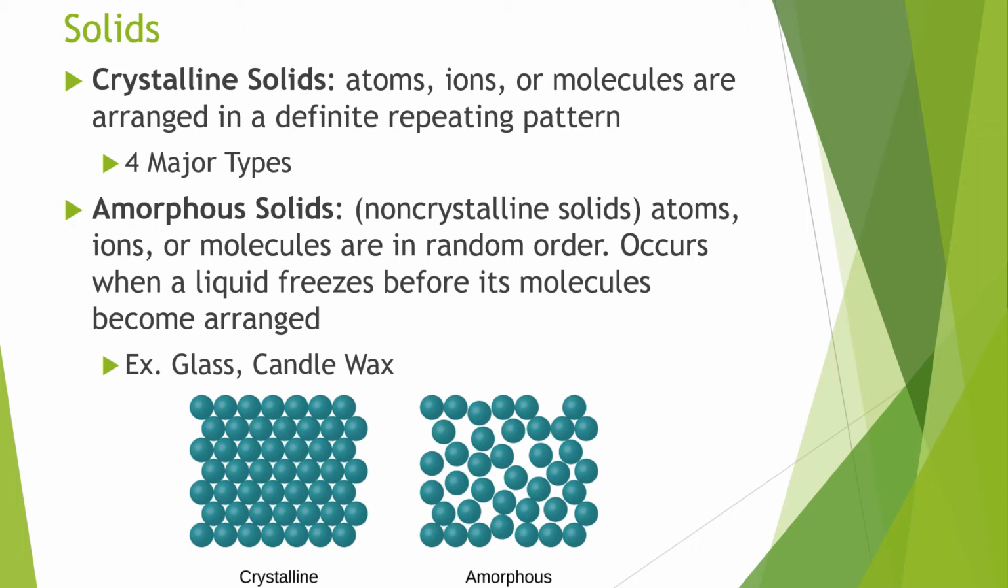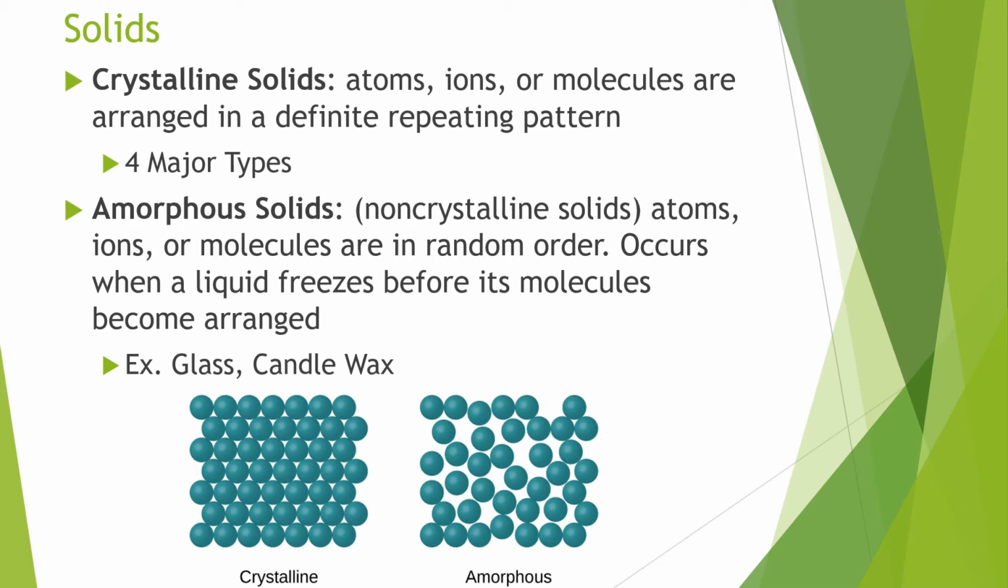This is much less common, and it occurs when a liquid phase of the substance solidifies or freezes before its molecules have a chance to become arranged. So typically molecules are going to arrange themselves nice and neat before full solidification happens. But if that doesn't happen, we have an amorphous solid. And so some examples of that are glass. That explains why glass shatters in so many different directions and never the same way. Candle wax is another example of an amorphous solid.